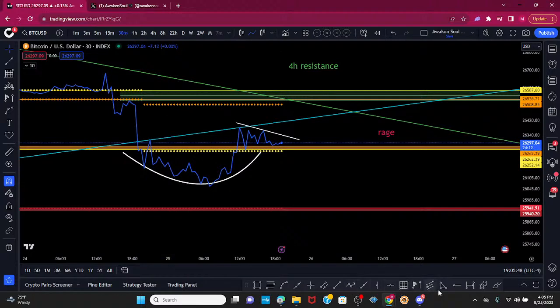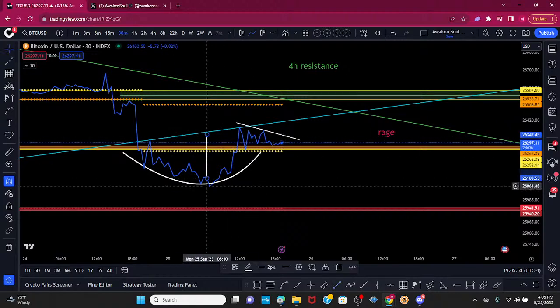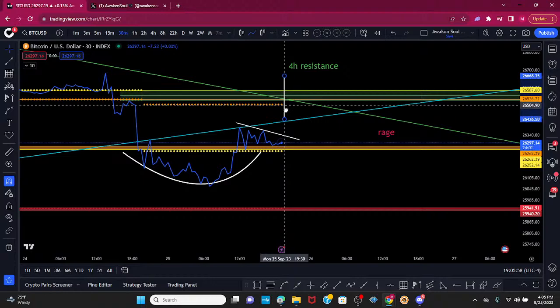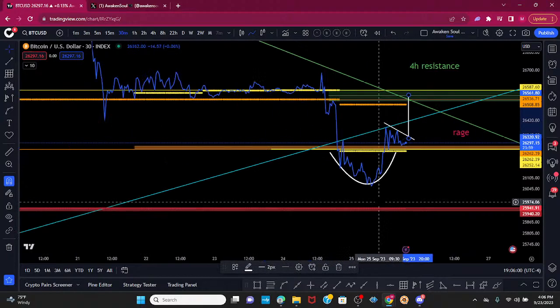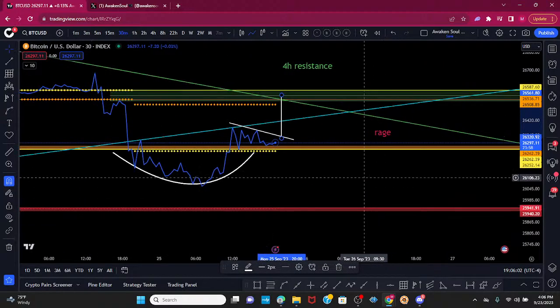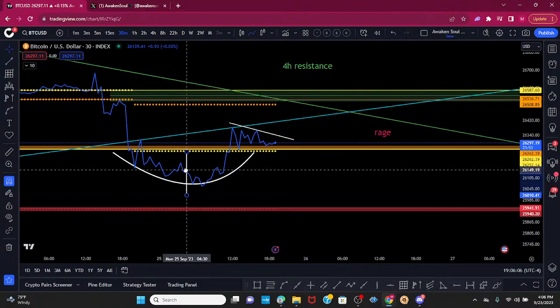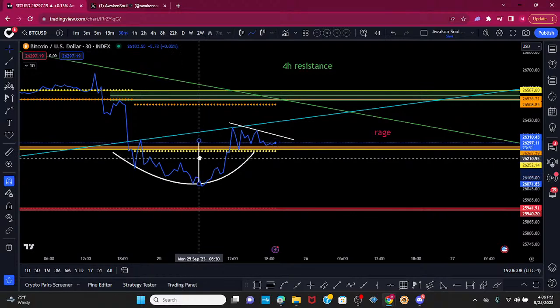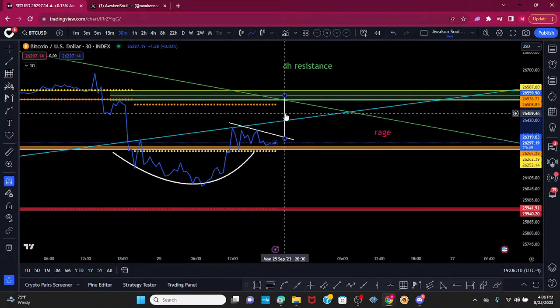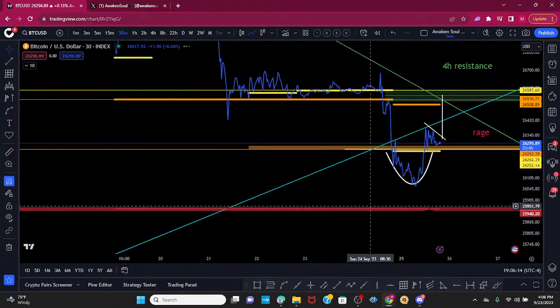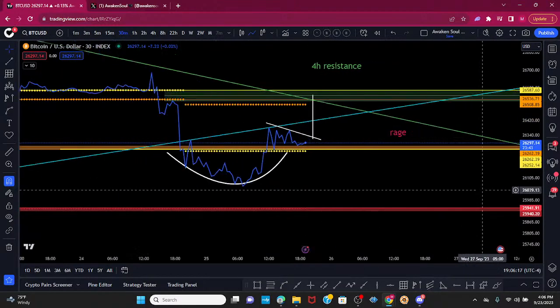So we have a little cute cup there. And yes, everything has to be cute for me. So if we were to break this neckline, right? I mean, that's the measured move from somewhere here. I think we would have one more hit to the upside. Oh, okay. That looks interesting.